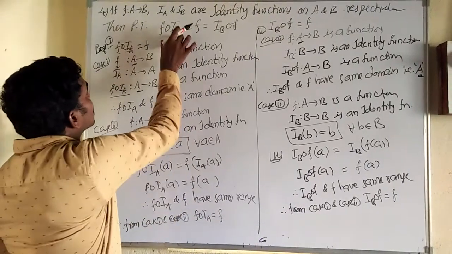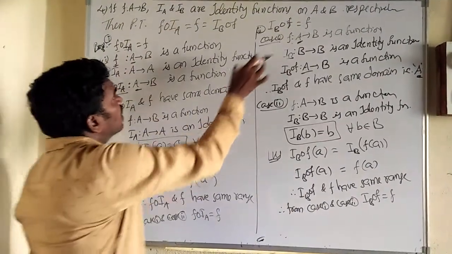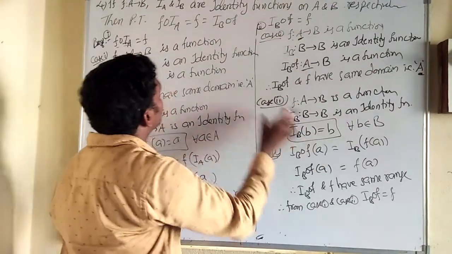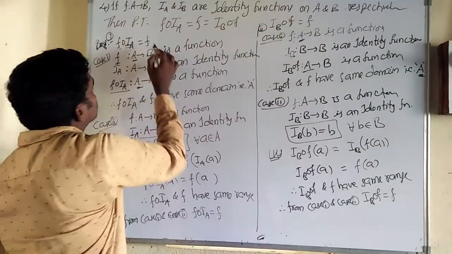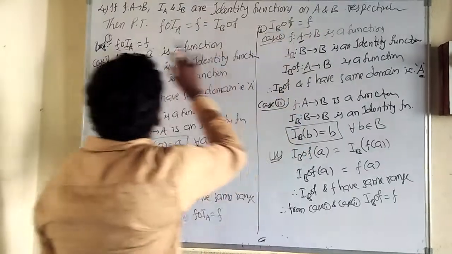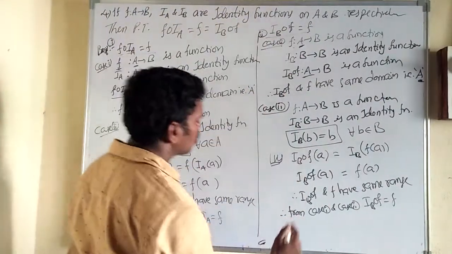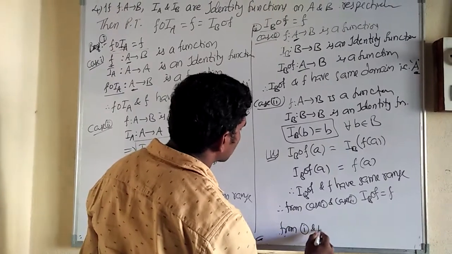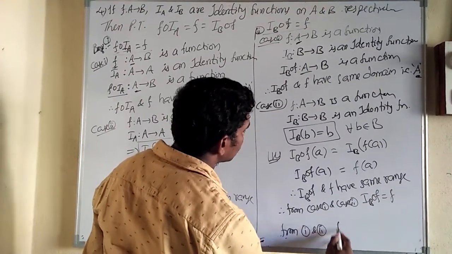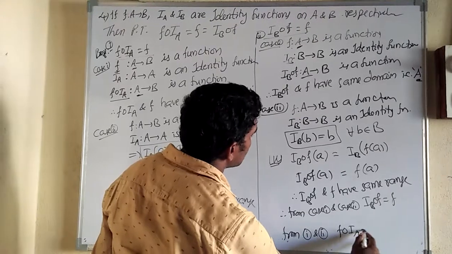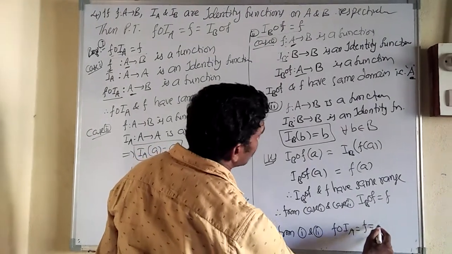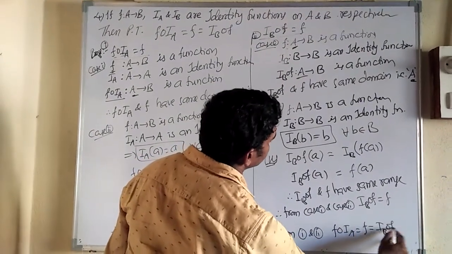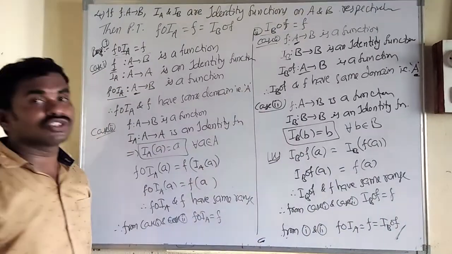On the left hand side, f circle IA equal to f is simplified, and IB circle f equal to f is simplified. From the first equation simplified, and the second equation simplified, from the first and second both combined, we can say that f circle IA equal to f equal to IB circle f. Okay, this is the fourth theorem.